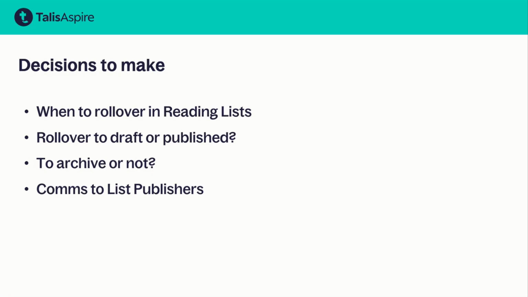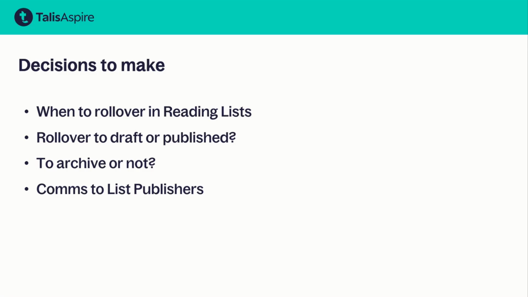You'll want to decide as well if you're going to roll over to draft or published lists. Rolling over to draft will prompt your academics to update their lists, and it'll ensure that anything that's added is up to date, so they will have to actively go in and publish that list. However, the risk with doing that, of course, is that it depends on the academics engaging with the list after rollover has happened, and if they don't hit publish on those draft lists, the list won't be available to their students.